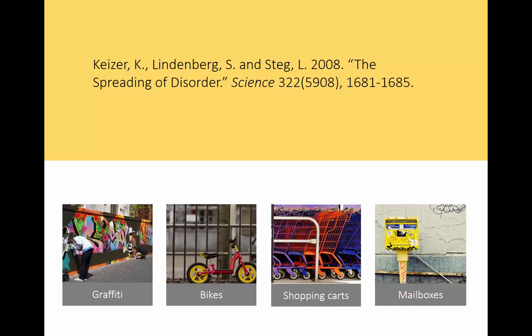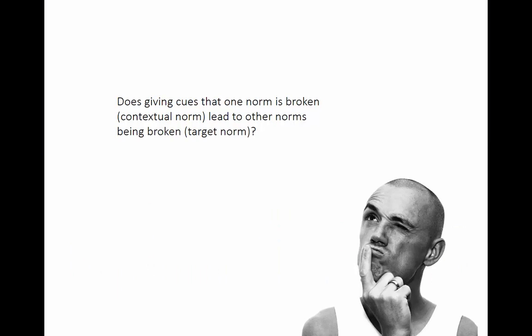There's a lot of criticism towards that, because when you bring people into a very controlled environment here at the university, you could argue that this is far removed from the real world, right? But these experiments are absolutely in the real world. The guiding question they had was: does giving cues that one norm is broken, which they called the contextual norm, lead to other norms being broken? That's what they call the target norm.